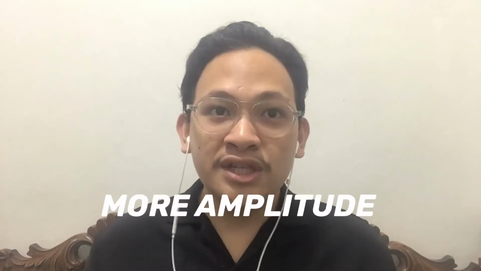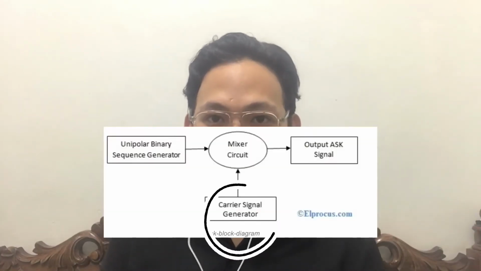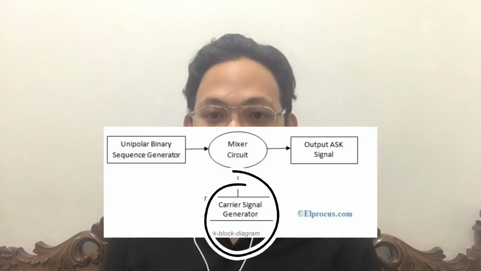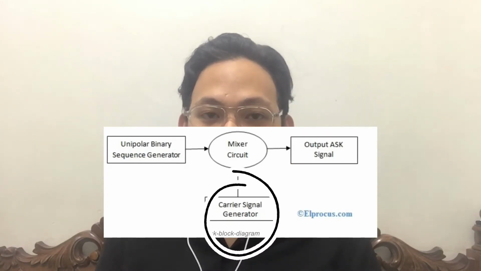In ASK, it requires two input signals. The first input is the binary sequence, and the second input is the carrier signal. Here, the most important point that we need to always consider is the second input, which is the carrier signal, which has more amplitude or voltage range than the input binary sequence signal. So, within the carrier amplitude range, we are going to modulate the binary input signal amplitude.